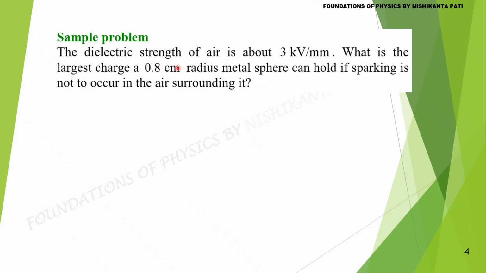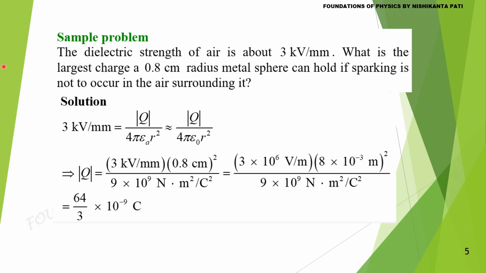So for the problem, the electric field must be 3 kV per millimeter. The radius of the conductor is given and we are considering it is air. So 3 kV per millimeter is 1 by 4 pi epsilon 0. Actually it is 1 by 4 pi epsilon A, q mod by r square. Since epsilon A is nearly equal to epsilon 0, then we can solve, q mod is equal to this much.